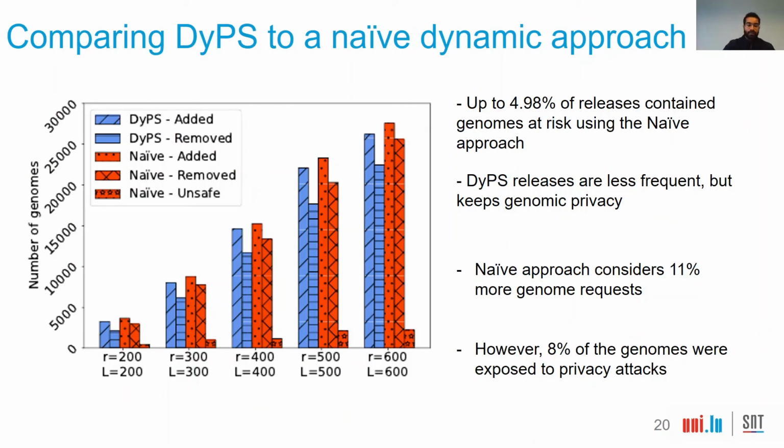In this slide, I show the results of the comparison of our approach to a naive dynamic approach. This naive dynamic approach does not consider that genomes and releases can be combined. And using this approach, we would find up to 5% of the releases could contain genomes at risk. However, as they don't assume a safe selection of requests, they are able to have more releases and also to consider more genome operations. But the problem again is that up to 8% of the genomes could be exposed to privacy attacks. If we use DIPs, we release less frequently, but we are protecting the genomic privacy.